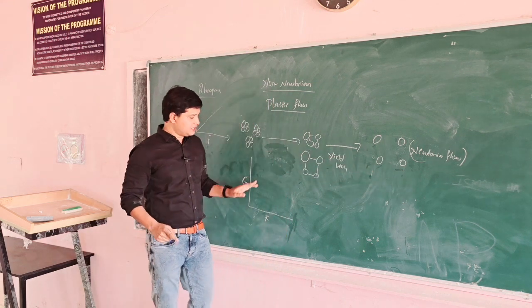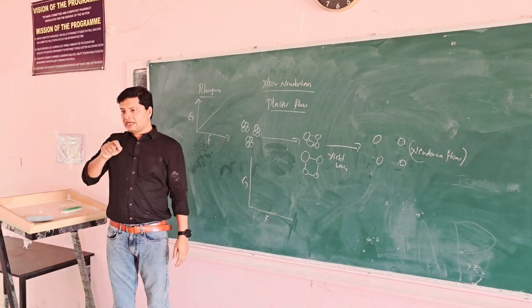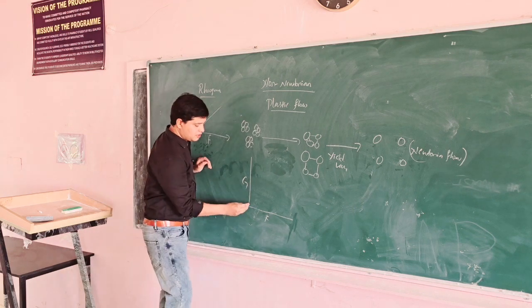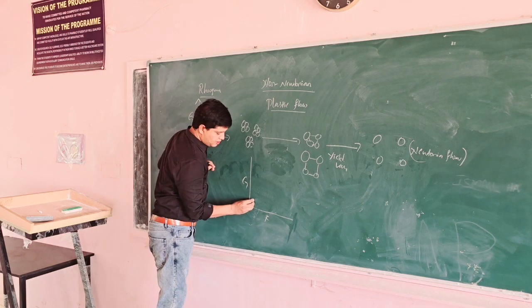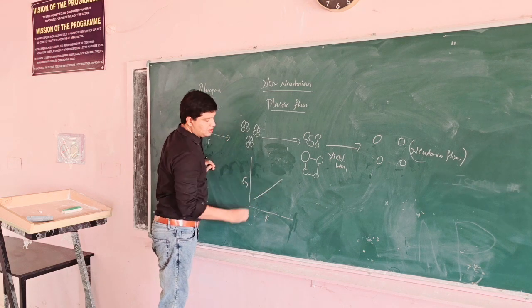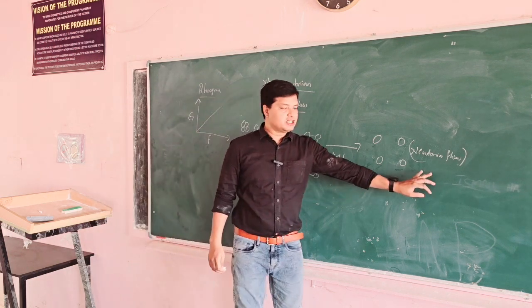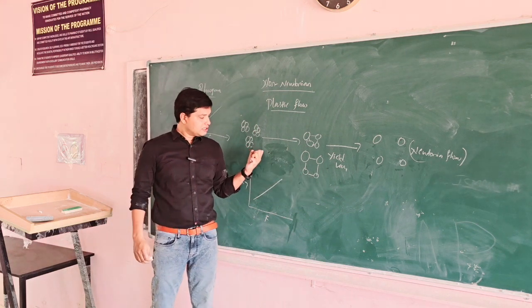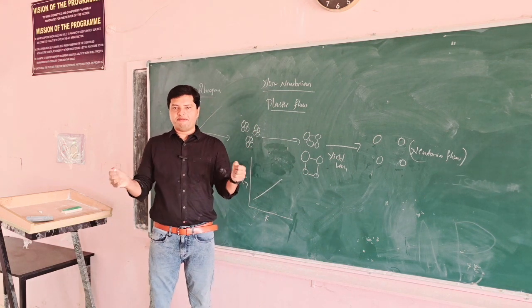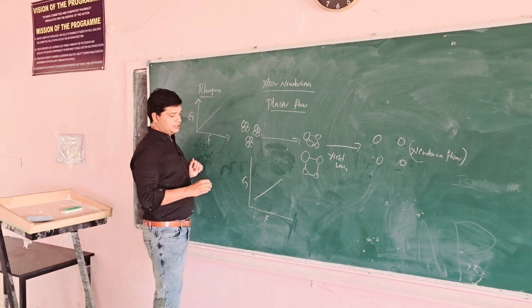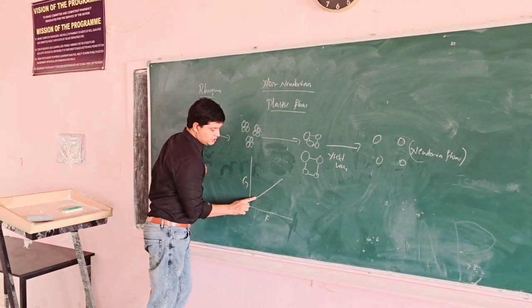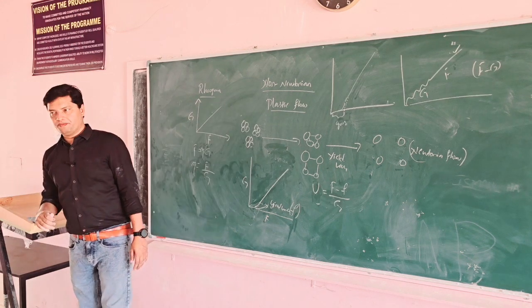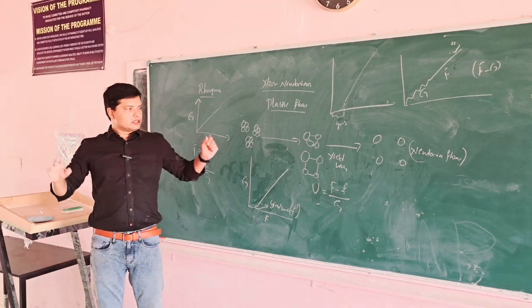How to represent this in the graph? They are not breaking, they are resisting the flow. Then see, this is the graph for this one. What is the graph for this one? Representing the breaking of particles. They are resisting the flow, so instead I will draw like this. Okay, yield value. So I explain once again.